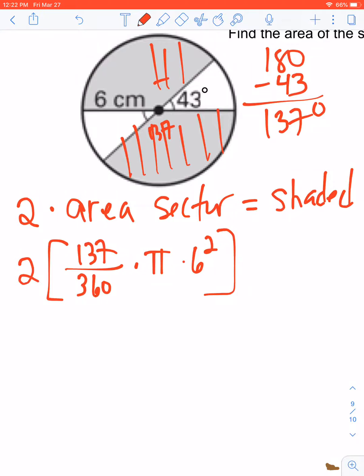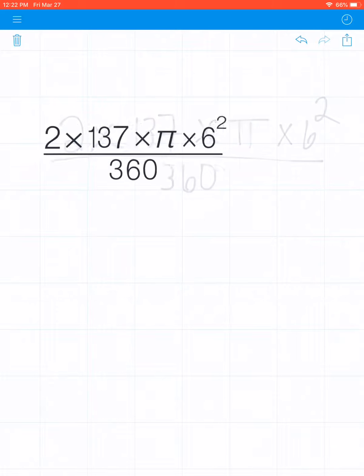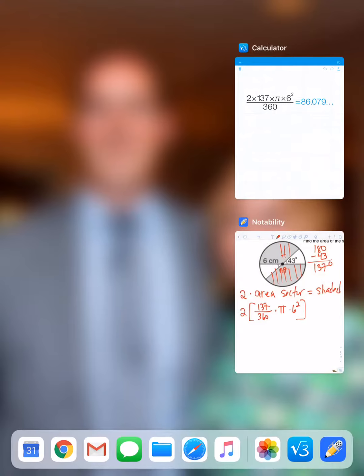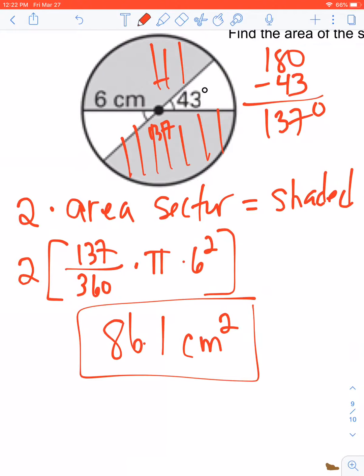All right, so here we go. I'm just going to pop that in a calculator. So I have 2 times 137 times pi times 6 squared all over 360, and I get 86.1 square centimeters as my total shaded region.